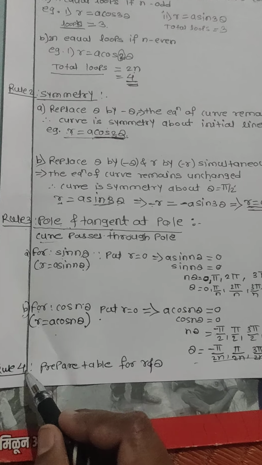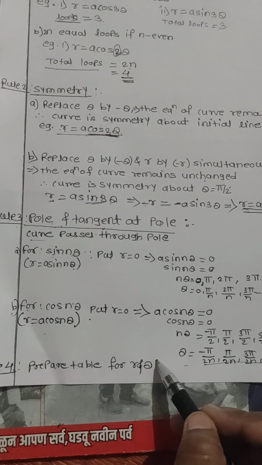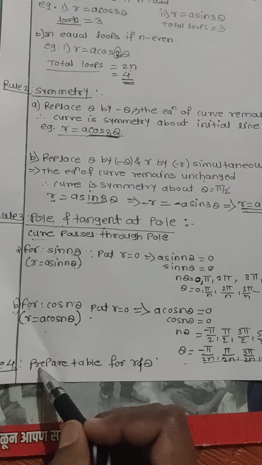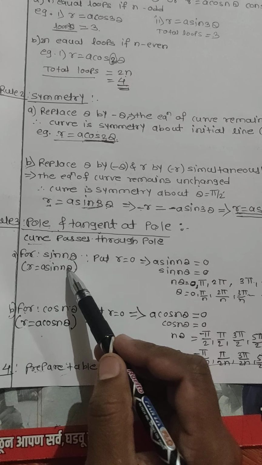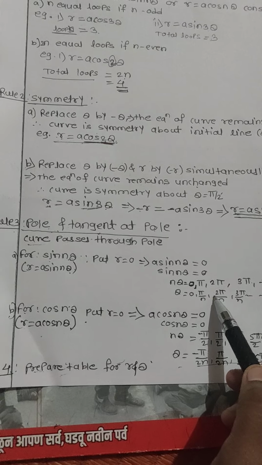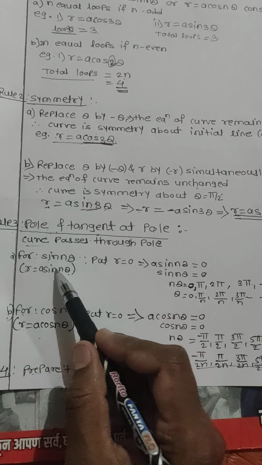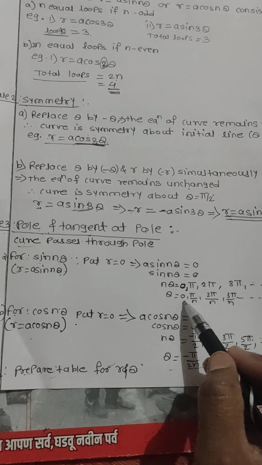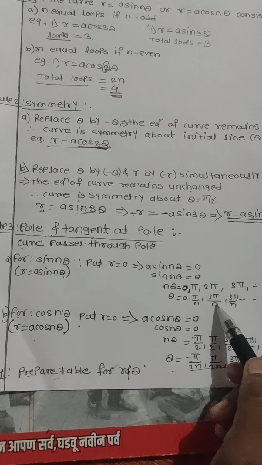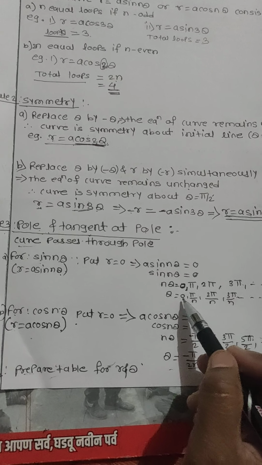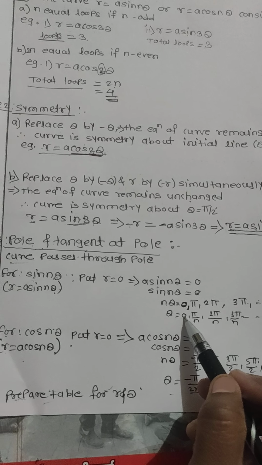So what is rule 4? We have to prepare the table for r and theta. In that same way, if we take the curve r equal to a sin n theta, suppose, how to prepare the table here? If we take n equal to 2, r equal to a sin 2 theta. So what are the possibilities of theta here? 0, pi by 2, 2 pi by 2, 3 pi by 2. That means the first point is 0. So our curve lies within the circle, 0 to 2 pi.